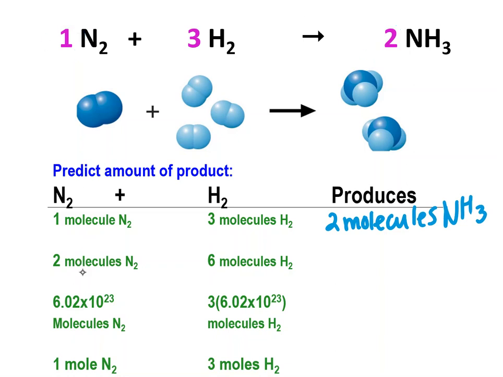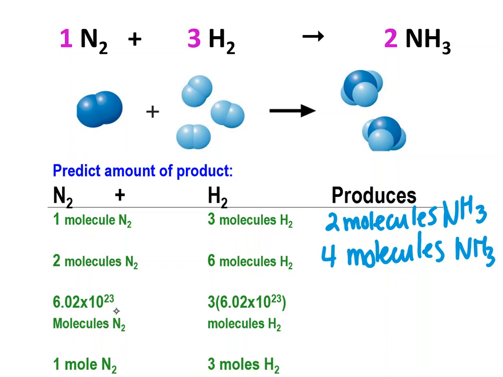And then I could go a little further. What if I had 2 molecules of N2 and 6 of H2? We can see the ratio is still right. A 2 to 6 is the same thing as 1 to 3. And so it's like doubling the recipe. I'm going to get 4 molecules. Okay, and then I've really more than doubled the recipe.